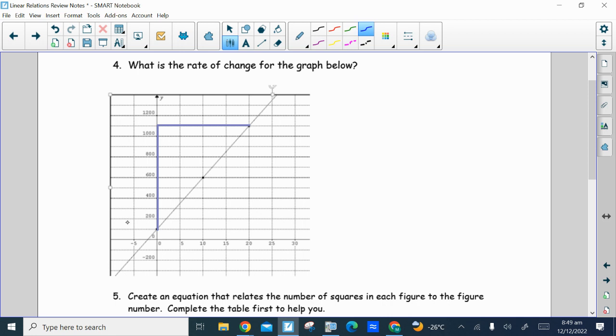So this point is the point 0, 100. This point over here is the point 20, 1100. The rise, because remember slope is rise over run, and also remember that the letter M is often used to represent slope. So the rise is the difference in the y coordinates. Now we could write the coordinates of this point up here on the y-axis. That would be the point 0, 1100.